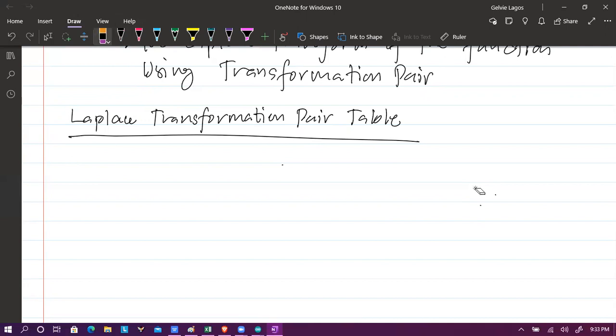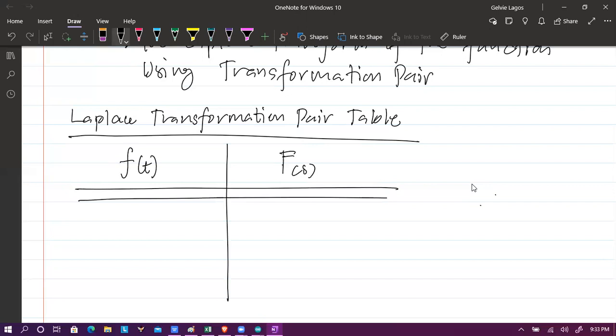Okay, let me erase this part first. So let's create a table. This is your function of t, and over here will be your function of s. Function of s, as we all know, is just the Laplace transform of your function of t. Now let's start with our first transformation pair, the Dirac delta function. The Laplace transform of the Dirac delta function is equal to 1. If you can still recall, that is equal to the value 1.